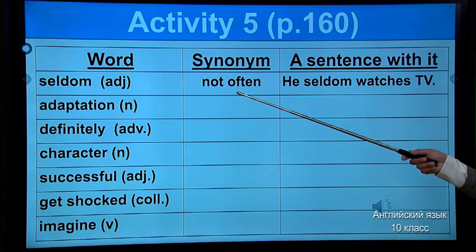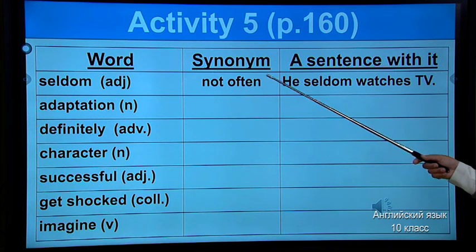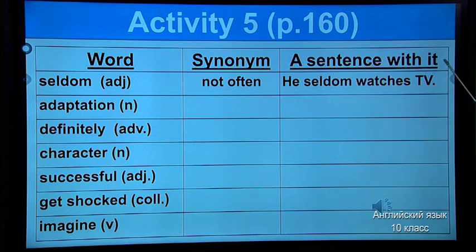So, the first one is example for you: seldom, synonym, not often, a sentence with it, he seldom watches TV. So, are you ready? Did you open your notebook? Good job. In that case, your time is going.